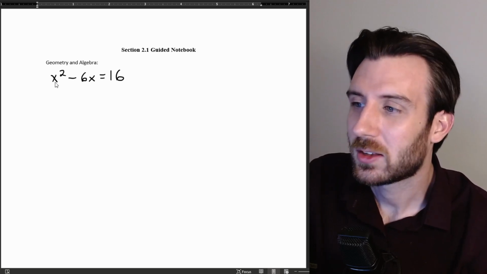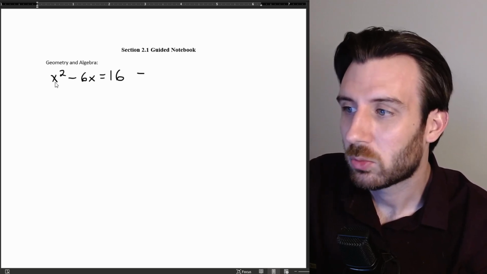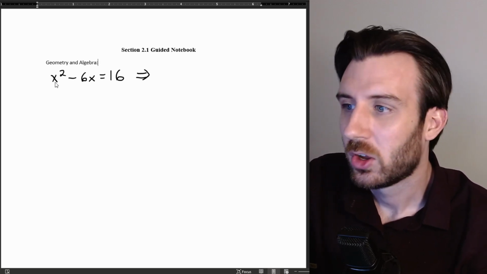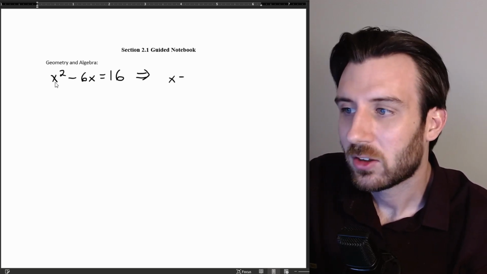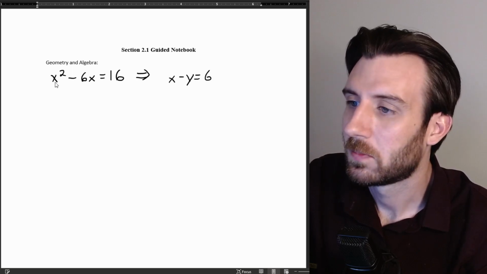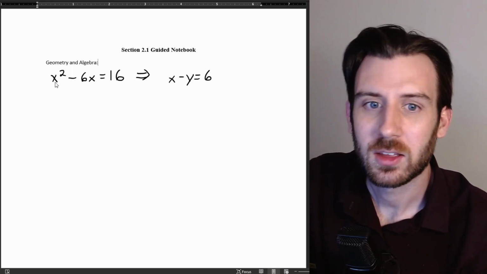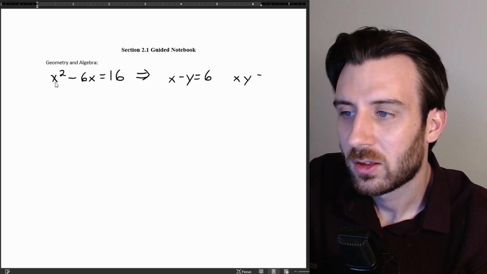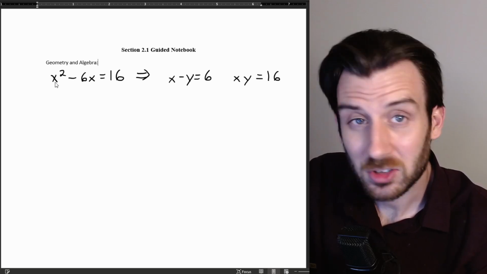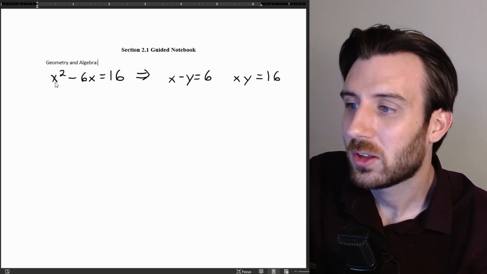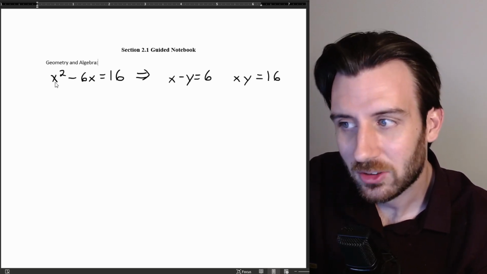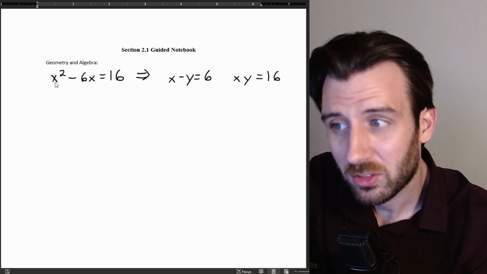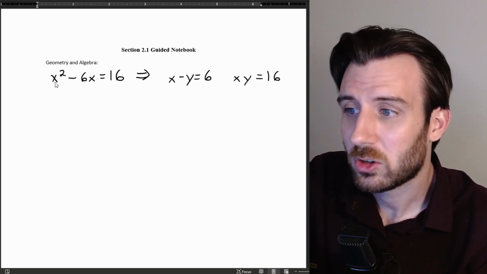First, they'd need to recognize that this problem could actually be written as two separate problems. The first problem could be written as where you have x minus y equals 6, and the next problem could be written as x times y is equal to 16. Now this might seem kind of crazy. To me it does. I don't understand how it is that these would be the same or how you would recognize that these are the same, but there's a really quick way for us to check that they are the same.